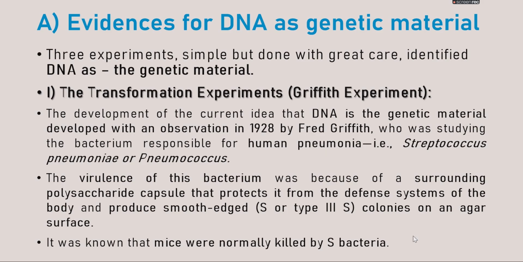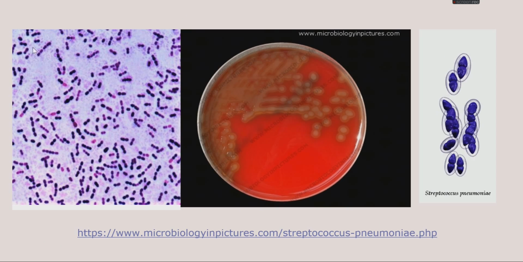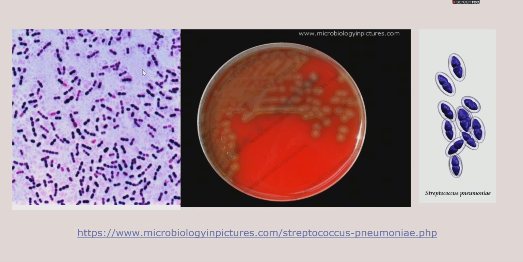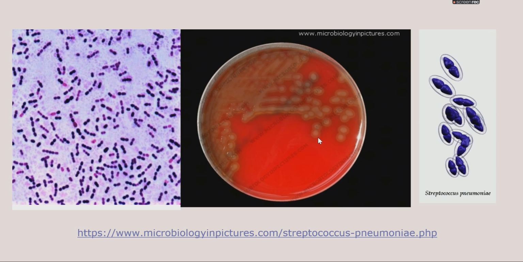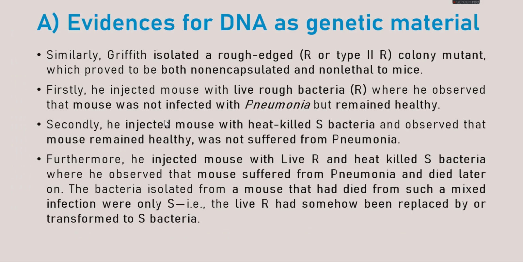This is the Streptococcus pneumoniae bacteria after staining. You can observe here Streptococcus means cocci present in chains, and this bacteria produces smooth edged colonies on the medium. Similarly, Griffith also isolated a strain of Streptococcus pneumoniae which has rough edge colonies, called a colony mutant. This rough-edged Streptococcus pneumoniae was proved to be both non-capsulated and non-lethal to the mice. Means this rough-edged bacteria is not able to cause pneumonia to the mice, and when we cultivate it on the medium, they are non-capsulated.